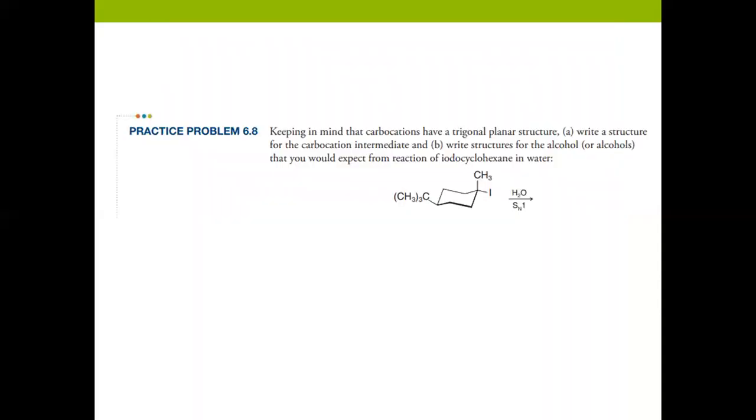Question: keep in mind that carbocations have a trigonal plane. Write the structure for the carbocation intermediate. Write the structure for the alcohol or alcohols you would expect from the reaction of iodocyclohexane in water. So if, for example, the substitution reaction of iodide with water occurs in the SN1 mechanism, then write the structure of the carbocation, and write the structures for the alcohol. You can answer this by yourself. You can have your OH, and of course, just have your carbocation.